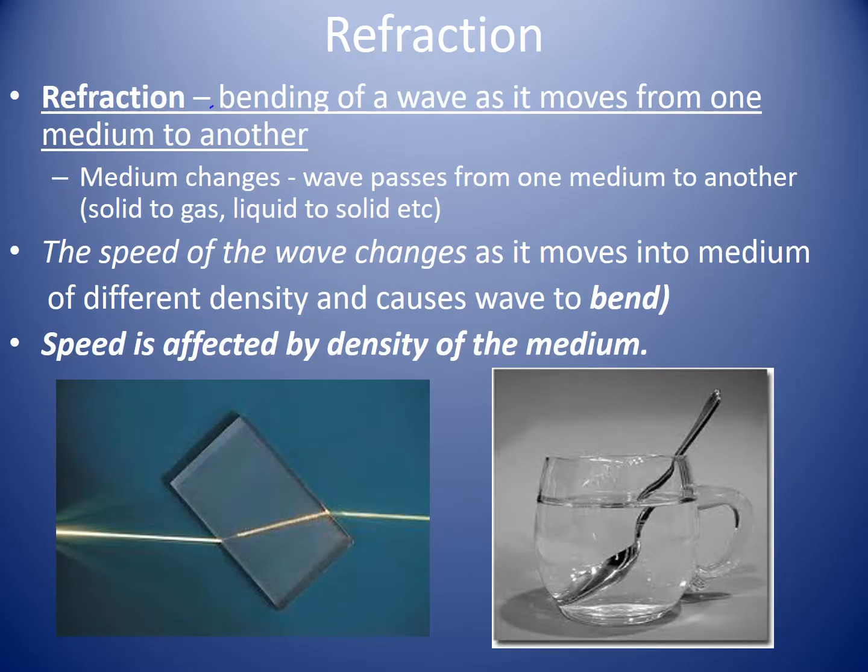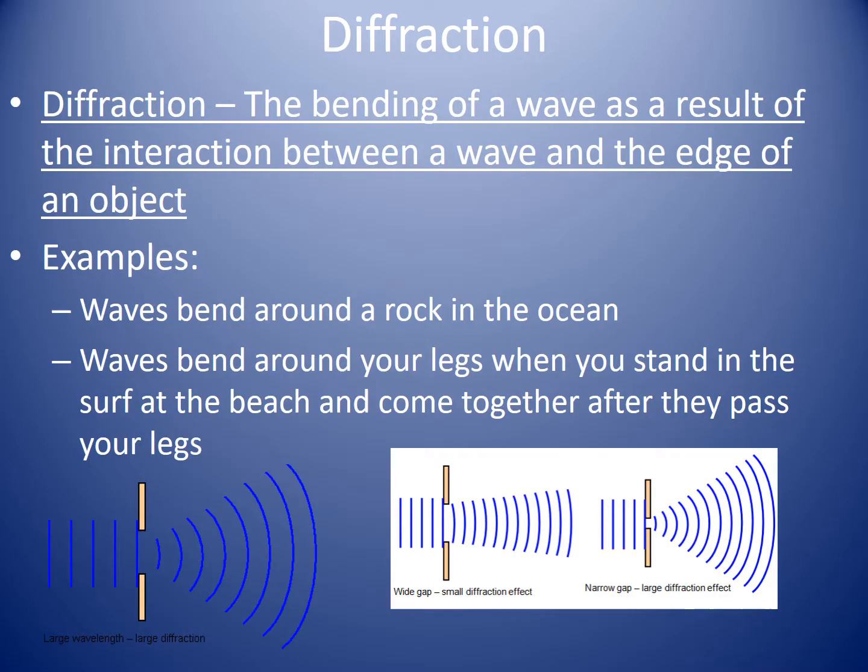Refraction is a bend. It's a slight bending. It's not straight. If it was a reflection, it would have a ray like this, perpendicular. But it does not. It's a slight bend. Here again, a slight bend of light. The speed of the wave changes as it moves into a medium of different density, and this causes the wave to bend. So right now here it would be in air, and then all of a sudden it goes into glass. It changes. So speed is affected by the density of the medium in refraction.